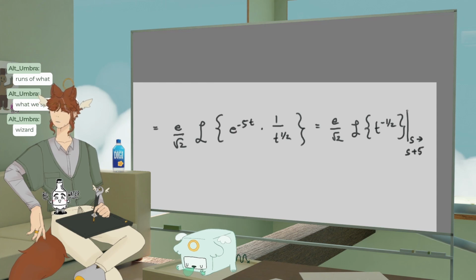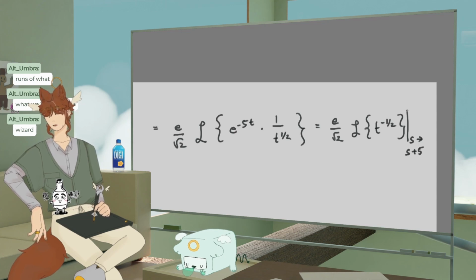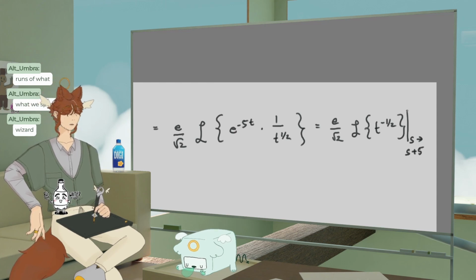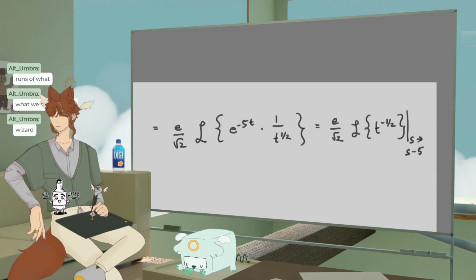The thing is, it's e to the negative as, and a is, I think, minus 5, because we're shifting it over to the right, usually. I think that's how we do that. Let me check my wizarding book. My tome.